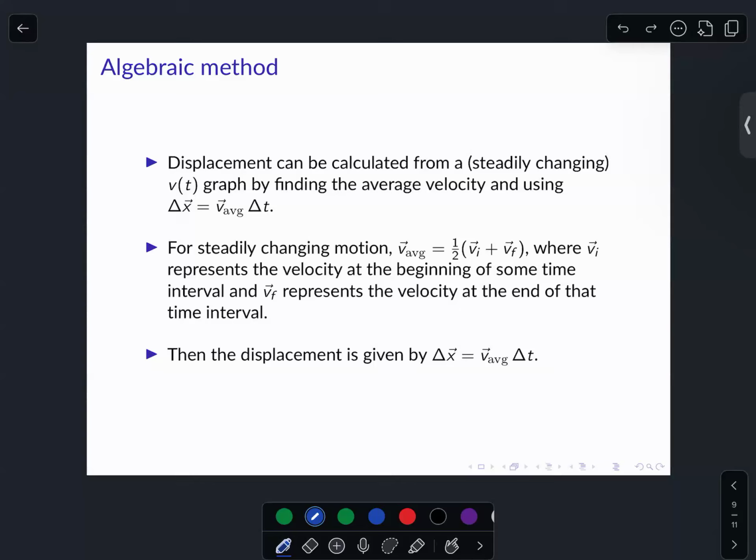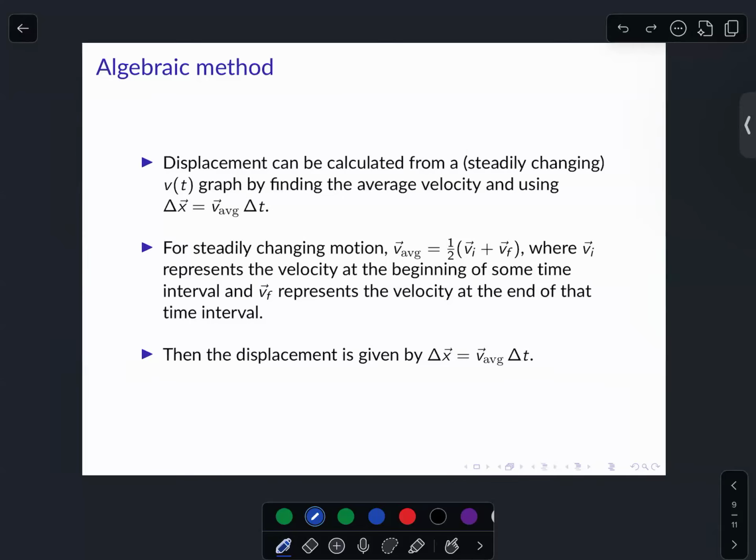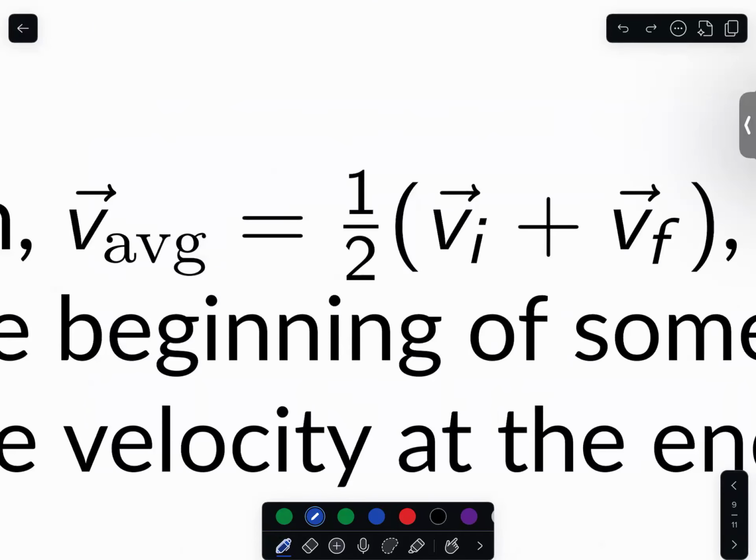If I've got two positive numbers, is it possible that the average will go negative? No. If I've got two negative numbers, incidentally, will the average ever be positive? No. Right? Okay, so to find the average of two velocities, add them together and divide by 2. That's your first step. V average equals half V initial plus V final.